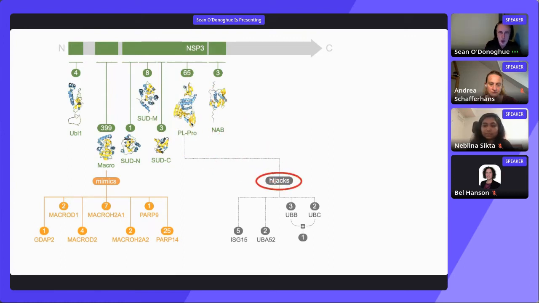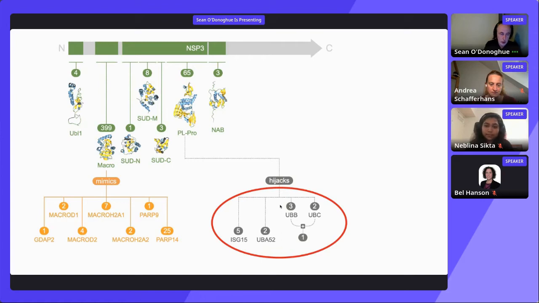In this case, when we look at that set of 65 structures, we find no mimics, but we find that some of those 65 structures are found in complex with human proteins. And so this is regarded as evidence for hijacking of those human proteins. And in this case, all of the proteins that are found in complex with the PEEL-PRO domain are things like either ubiquitin or ubiquitin-like domains like ISG15.